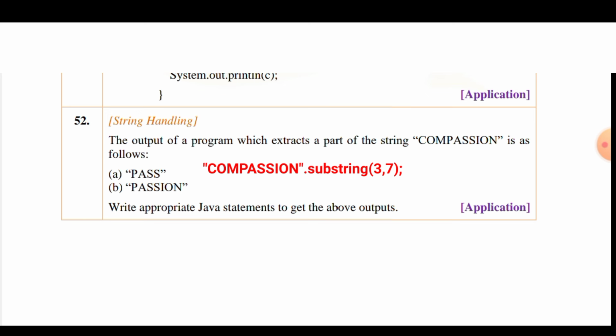So "passion" is beginning from 3 only, P is beginning from 3 only, so we don't need to write the second argument, we have to write only the beginning index. So we'll just write substring(3).